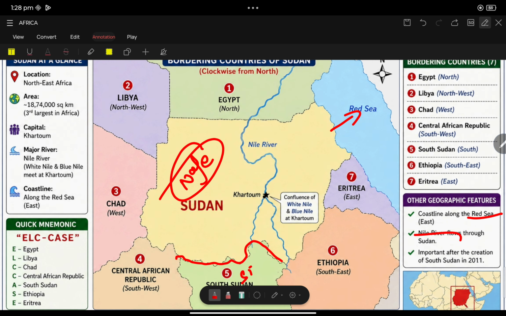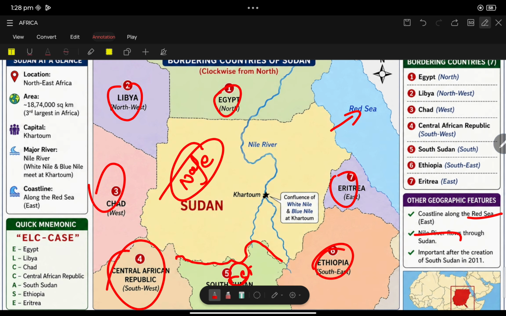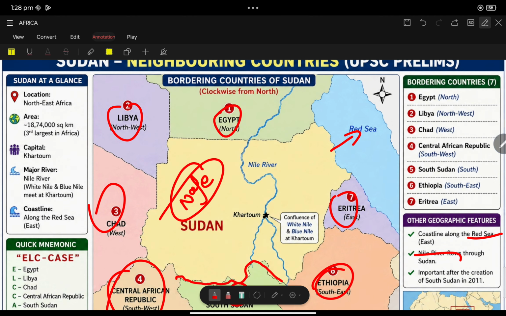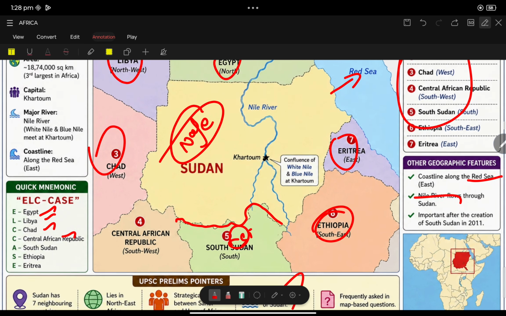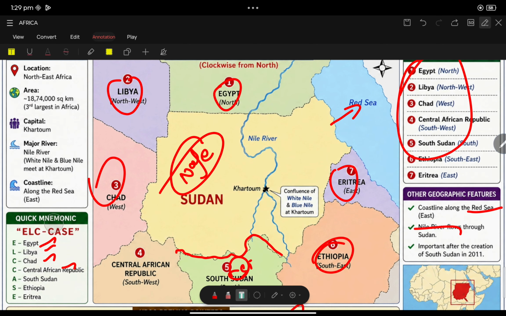Sudan is bordered by Egypt, Libya, Chad, Central African Republic, South Sudan, Ethiopia, and Eritrea. These are very important, and it is open to the sea. The Nile is the lifeline of Sudan. It is in North Africa, above the equator, which is also very important. So, the bordering countries: Egypt, Libya, Chad, Central African Republic, South Sudan, Ethiopia, Eritrea.